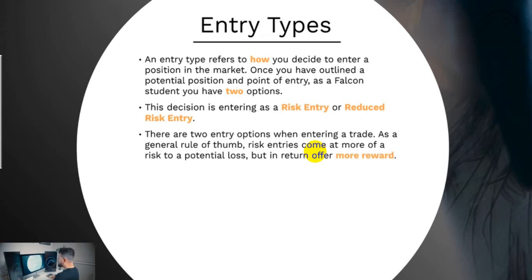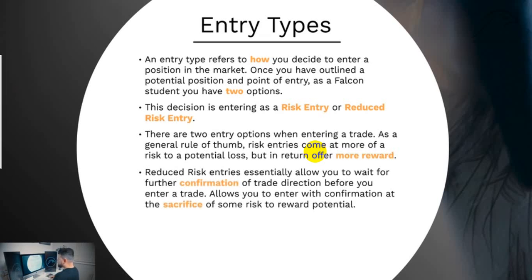As a general rule of thumb, risk entries come at more of a risk of a potential loss, but they offer a bigger reward. And reduced risk entries essentially allow you to wait for further confirmation of a trade direction before you enter the trade. It allows you to enter with confirmation at the sacrifice of some risk to reward potential.